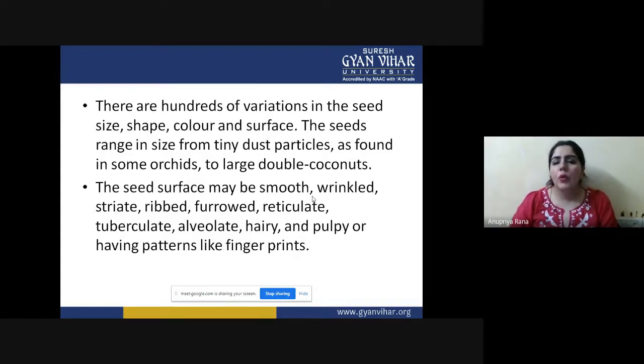Smooth, as you all know, means they have no scars on them, just a plain, flat surface. Wrinkled, maybe some wrinkles will be present on them. Striated, so they can have straight linings. Ribbed, some ridges can be present. Furrowed, some depressions can be present. Reticulate, the reticulate thickening, if you have seen it in the plant tissue system when I taught you. So I taught you about the furrowed, reticulate and tuberculate thickening. So these are the line patterns which can be present on the seeds.